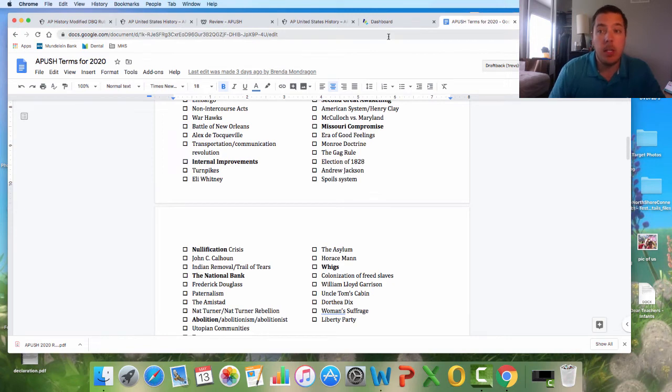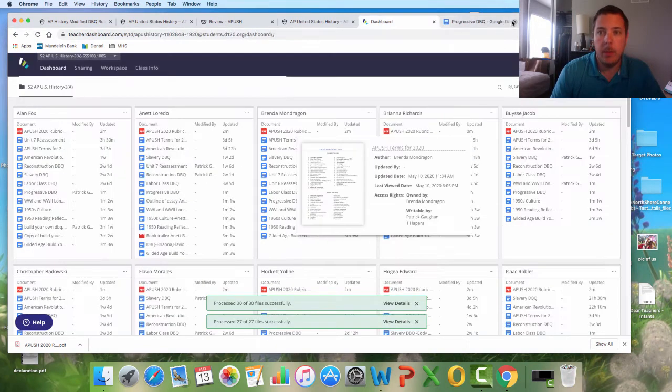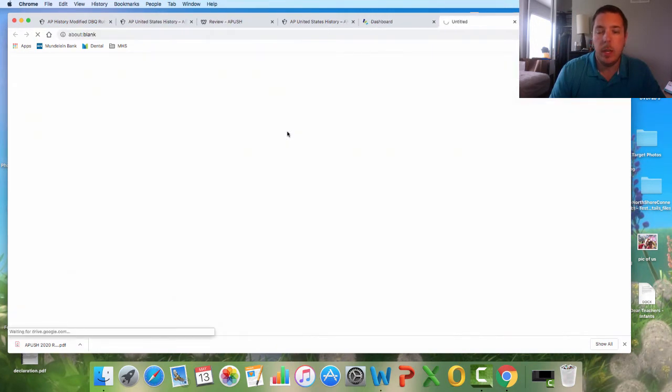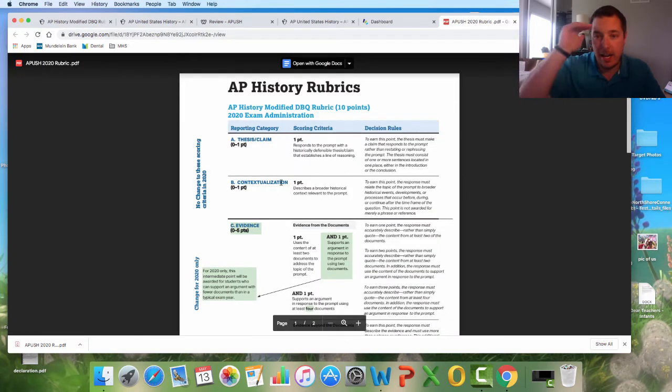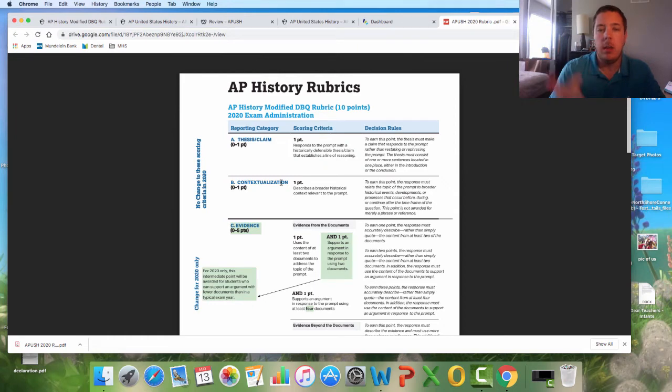The other thing I recommend that you have is the rubric. I just shared that with you, and it's in your S2 AP US History folder as well. It's going to be helpful to make sure I hit all of these, because you can write a phenomenal essay, but if you don't do these things, you're not going to do well on the AP exam, because this is what they're grading you on.